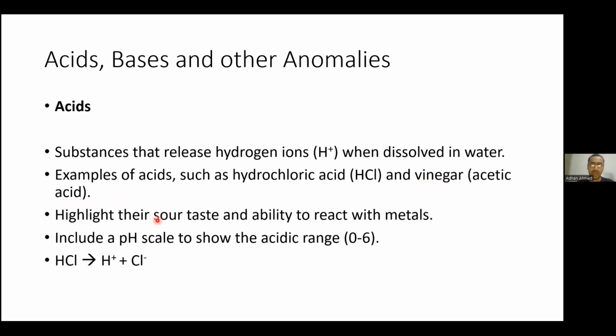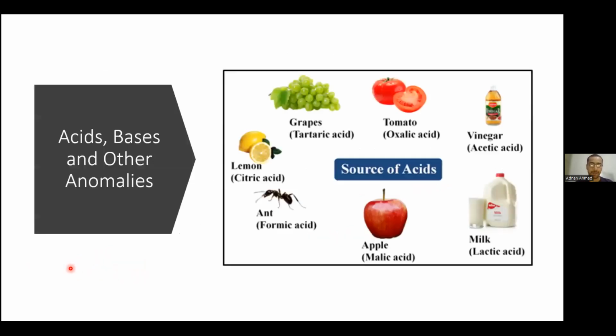Acids have a sour taste and the ability to react with metals. On the pH scale, the acidic range is 0 to 6. So here is the reaction. HCl, when it is reacting with water, produces a hydrogen ion and a chloride ion. So we have a hydrogen ion. That's why we can say that HCl is an acid.